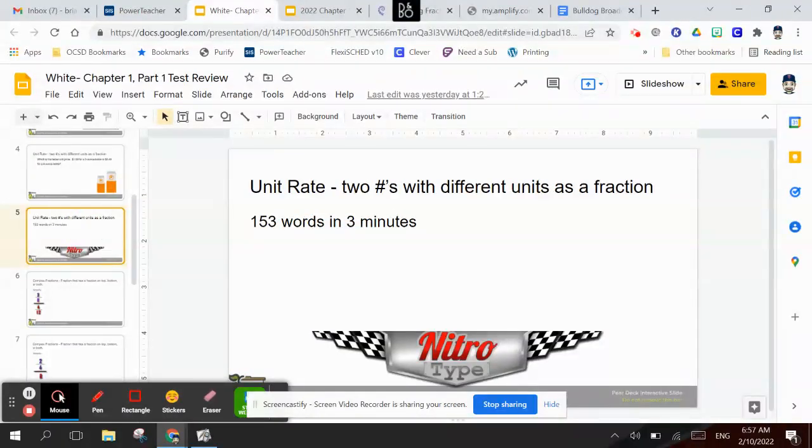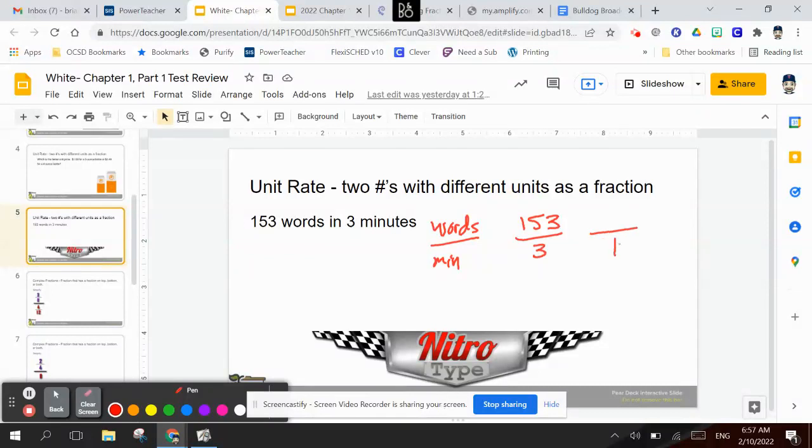Again, talking about unit rate, 153 words in 3 minutes. So we're comparing words to minutes. So it's 153 words in 3 minutes. We want to know how many you can type in 1. Again, I cross multiply. 153 times 1 is 153. I divide that by the only number I have left, which happens to be 3. 153 divided by 3 is 51 words a minute.